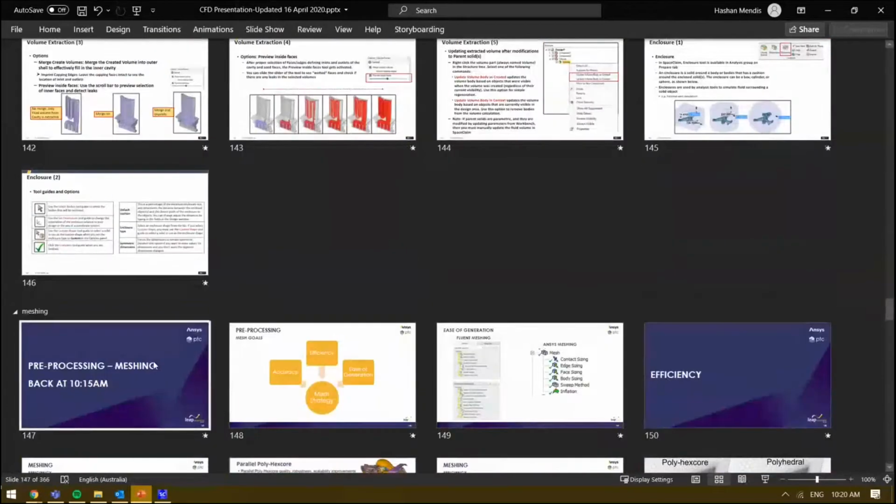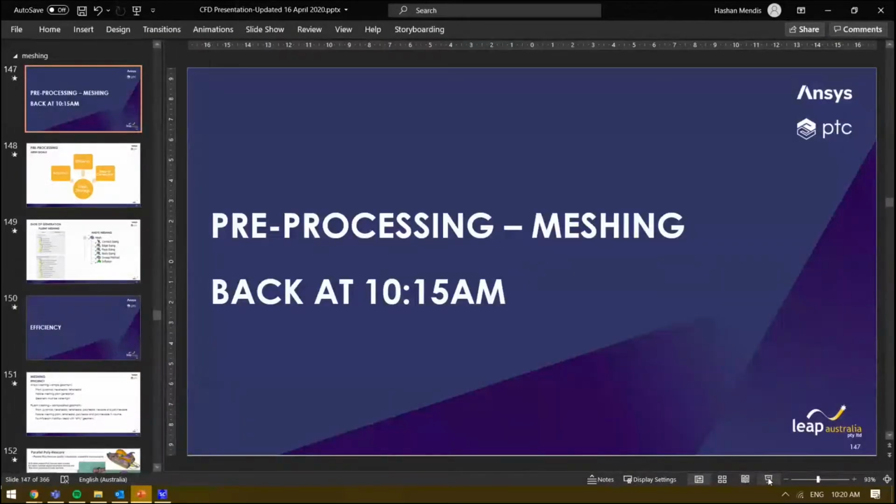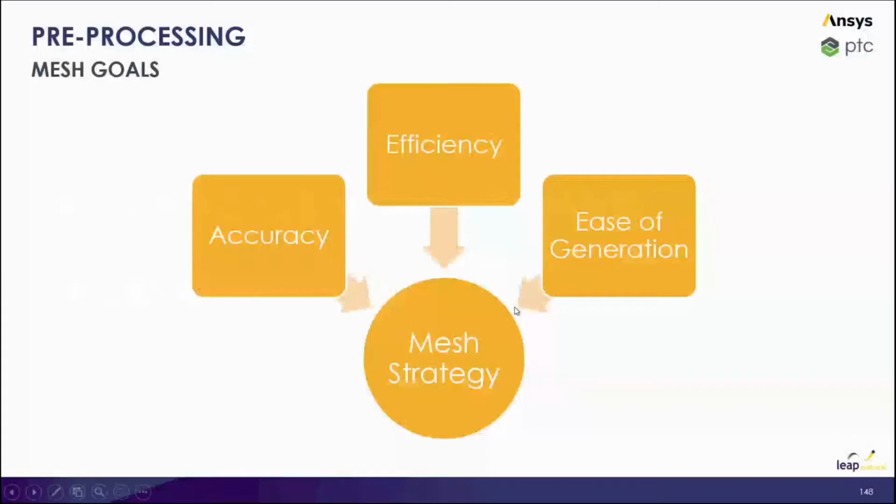When it comes to meshing, some of the things we're really trying to do, when we're trying to create a meshing strategy, is to create something that's accurate. Accuracy comes down, in the meshing aspect, to mesh quality. Good mesh quality will ensure that we've got good convergence in our actual simulations.